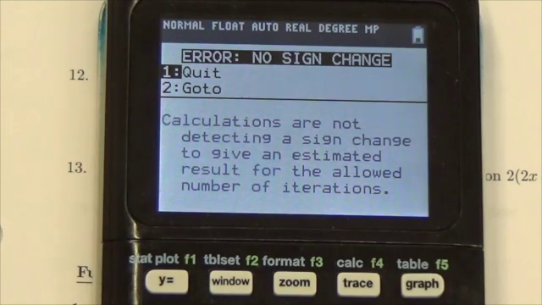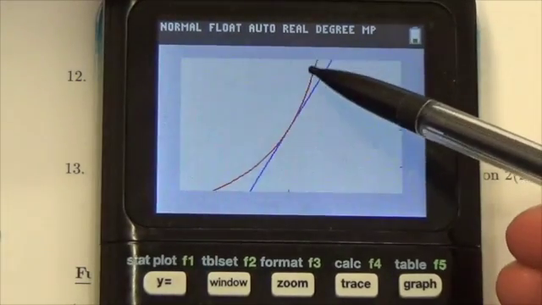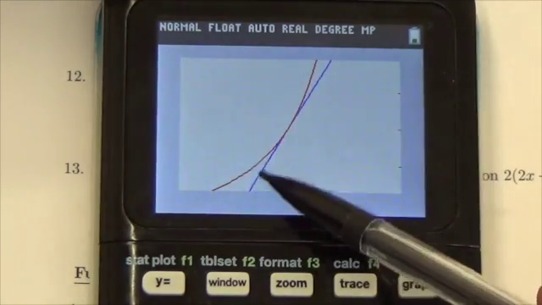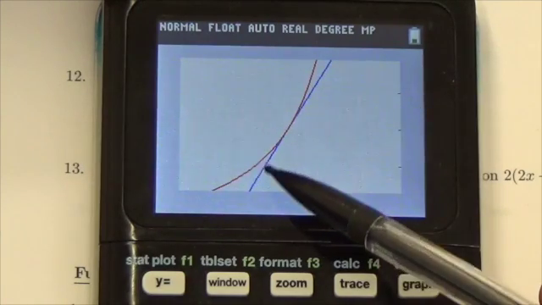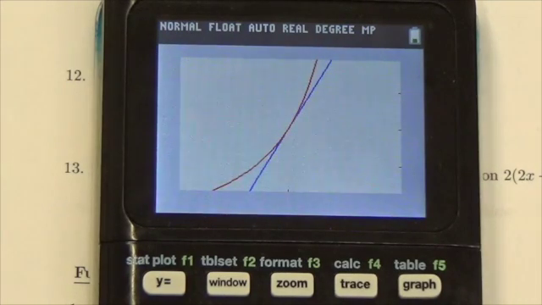The reason there was no sign change here is that when we look at the graph, the red curve is always above the blue curve. When you subtract them, the red curve minus the blue curve, you're always going to get a positive result or 0. The calculator is expecting it to change from positive to negative, but it doesn't.